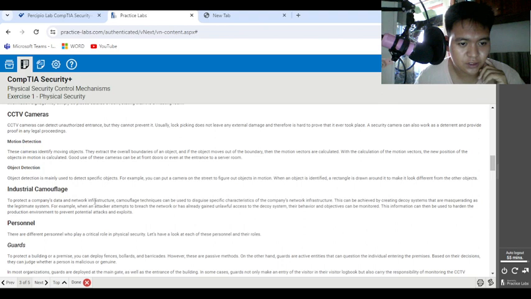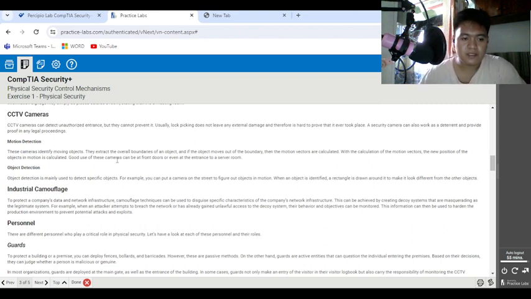Industrial camouflage is a technique that can be used to disguise specific characteristics of the company's network infrastructure, achieved by creating an ecosystem that is masquerading as a legitimate system. An attacker who attempts to breach the network has already gained unlawful access to the ecosystem. Their behavior can be monitored and used to harden the production environment to prevent potential attack exploits.